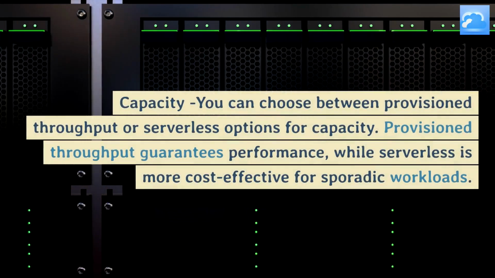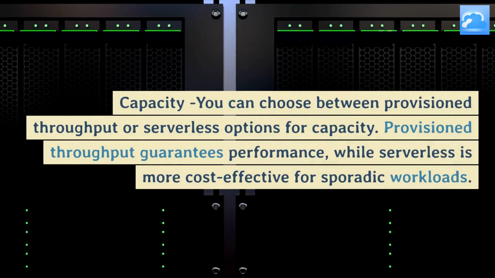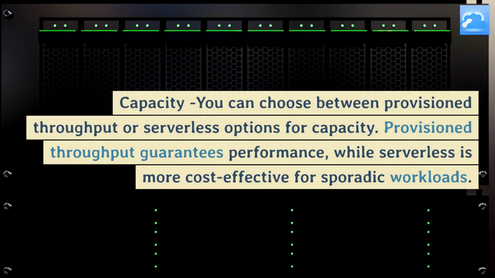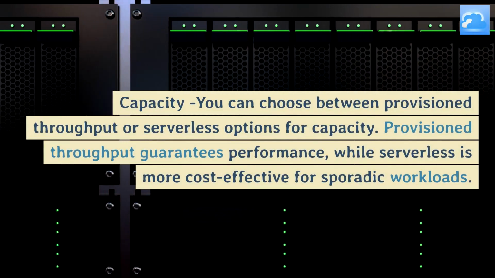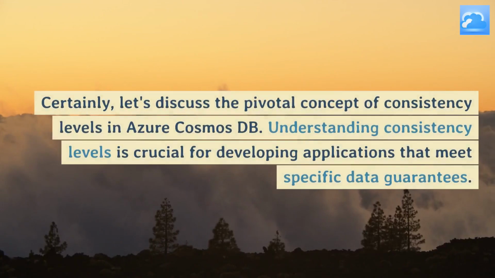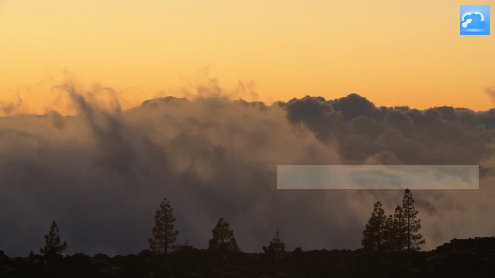Capacity. You can choose between provisioned throughput or serverless options for capacity. Provisioned throughput guarantees performance, while serverless is more cost-effective for sporadic workloads. Certainly, let's discuss the pivotal concept of consistency levels in Azure Cosmos DB. Understanding consistency levels is crucial for developing applications that meet specific data guarantees.